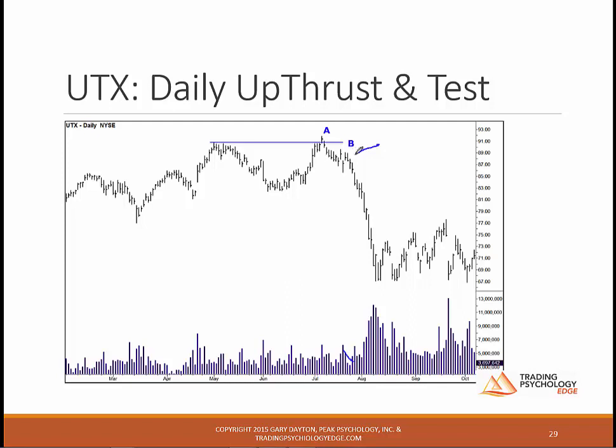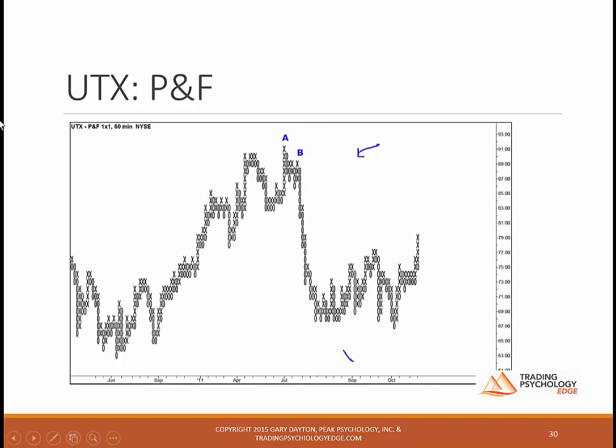And then we get another last point of supply here after a weak rally. So let's go to the point and figure chart and see how this looks there. And here we are, A and B. These are from the daily vertical line chart.